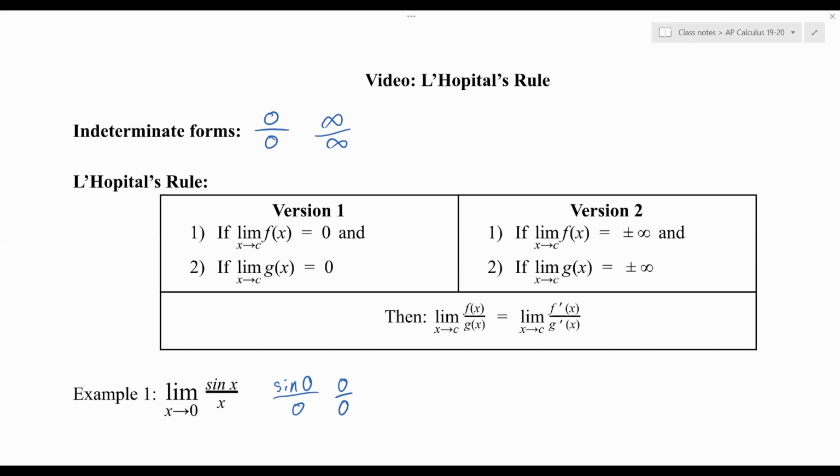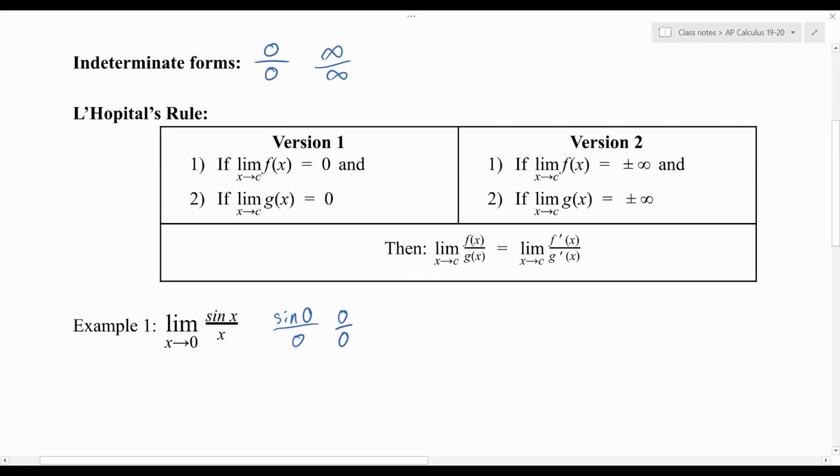L'Hopital's rule says if the limit as x approaches c of f of x is 0 and of g of x is 0, then the limit as x approaches c of f of x over g of x is equal to the limit of f prime of x over g prime of x. Notice this is not the quotient rule. We're taking the derivative of each part separately.